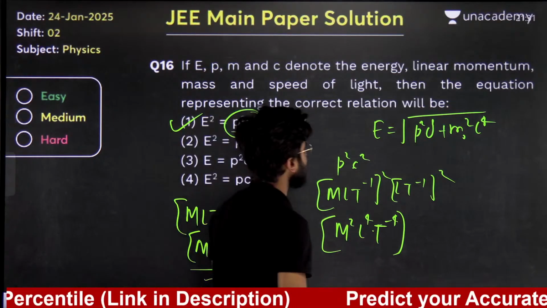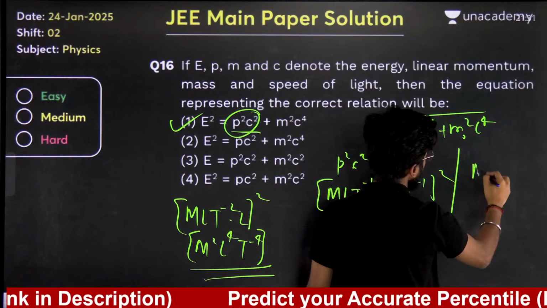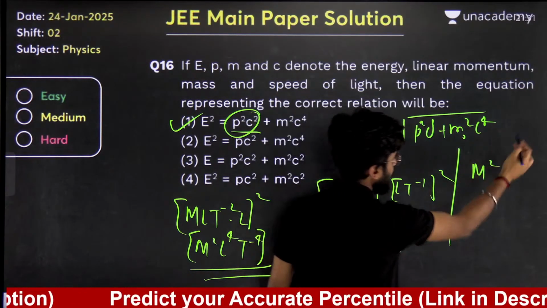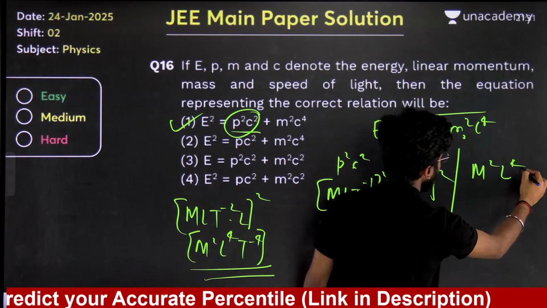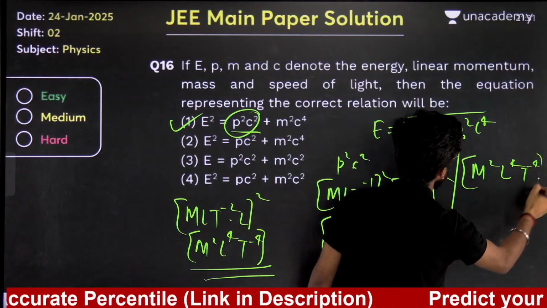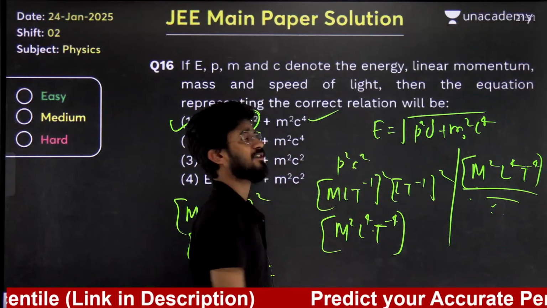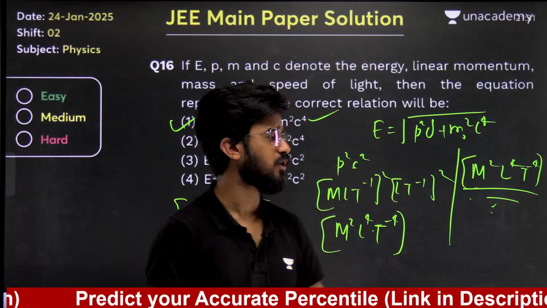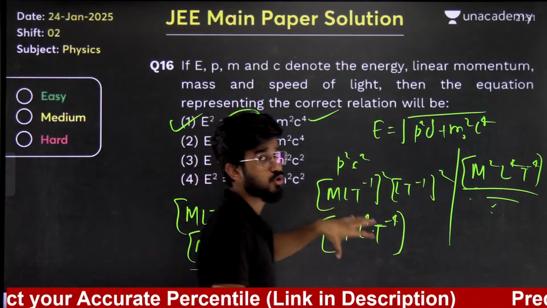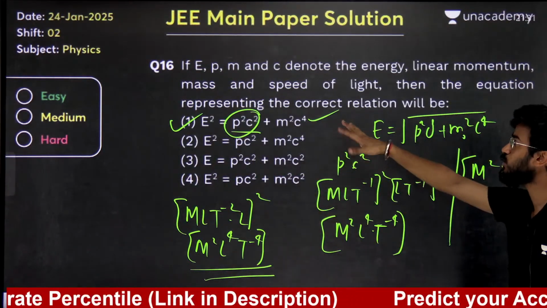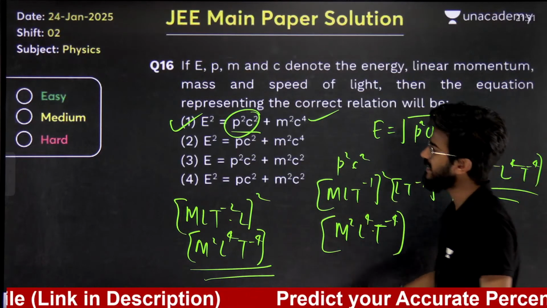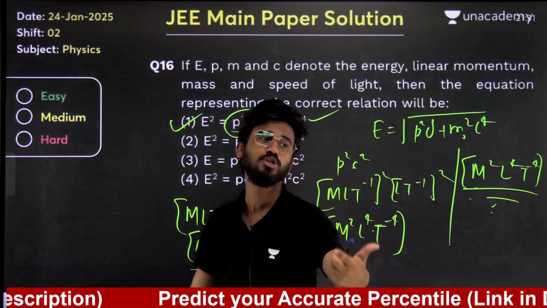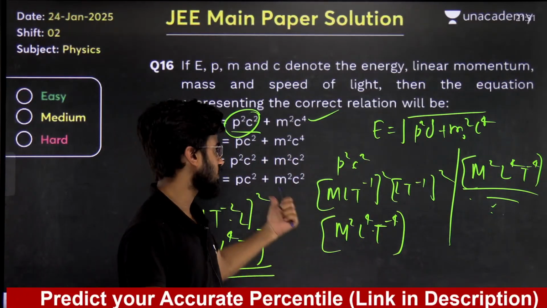Now M square C power 4 means M squared, C is what? L T minus 1. Power 4 means L power 4 and T power minus 4. So this is also correct. So option 1 is correct also from the dimensional analysis. Is it clear to every one of you that we have 2 ways to solve this particular equation? First, you can directly remember the equation. Secondly, you can do it with the help of dimensional analysis. Done. So first option is correct.